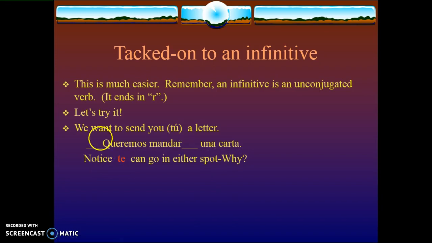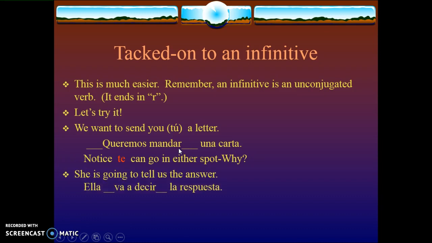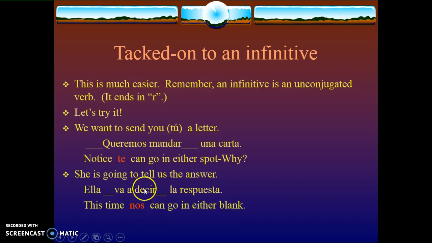Now notice te can also go over here as well. Te queremos, if you didn't want to put it here, you could either say te queremos mandar una carta, or you could say queremos mandarte una carta. Why can it go in either spot? Because it can go before a conjugated verb right here, or tacked onto an infinitive. Either or you want to do it. Oh, whoops. Here's the next sentence. She is going to tell us the answer. Ella blank va a decir blank la respuesta. She is going to tell the answer. Tell who? Us. Again, you can attach nos here or here before the conjugated verb, or if you want to read it straightforward, attach it to the infinitive.